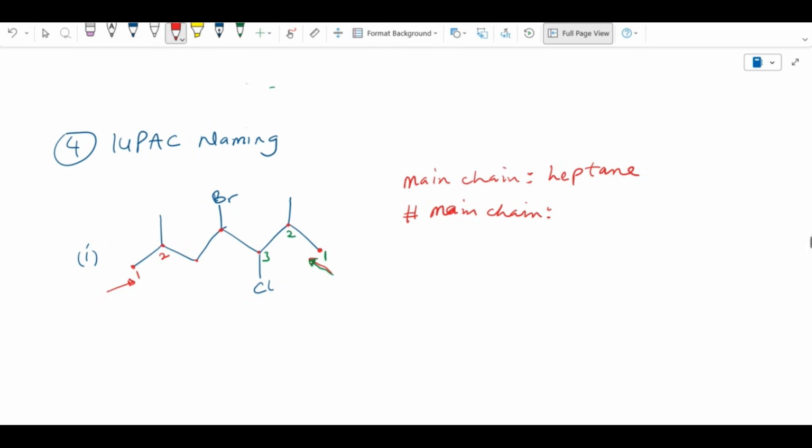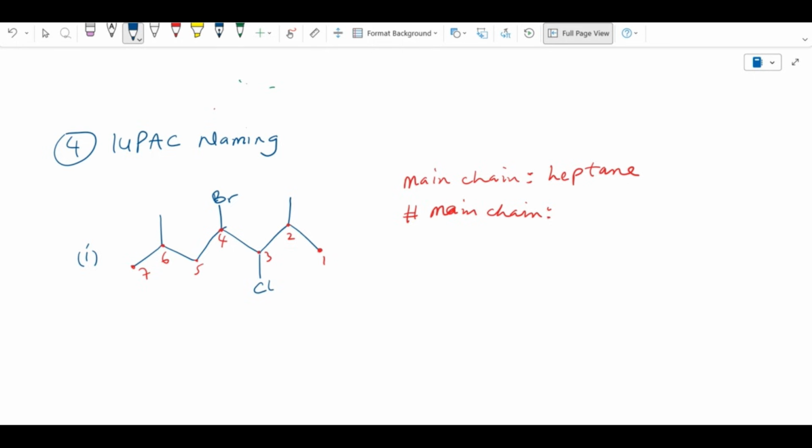How about if we were to number from the left-hand side? The next substituent is on carbon 4, which is the bromo group. Since the chloro group will give us the lowest numbering, therefore we have to start numbering from the right-hand side. So this is how you decide which end to start numbering from. 1, 2, 3, 4, 5, 6, 7.